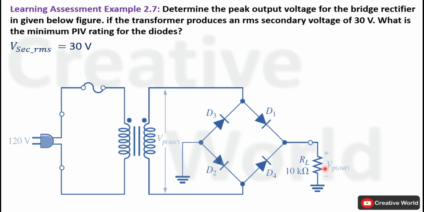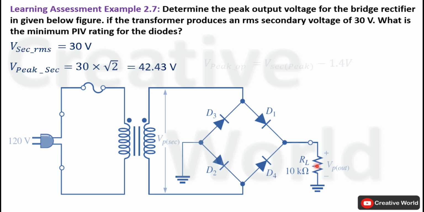In order to find the peak output voltage of this rectifier, first we have to convert this secondary RMS voltage into peak voltage, and we know that to convert any RMS voltage into peak voltage, we take the product of that voltage with the square root of 2. So the product of 30 volts and the square root of 2 will result in 42.43 volts.